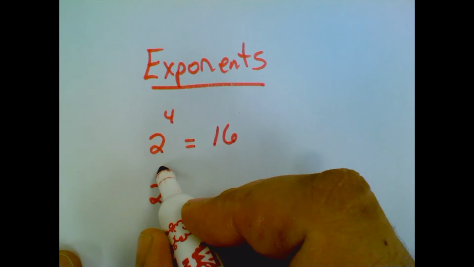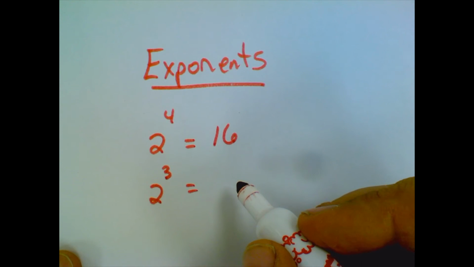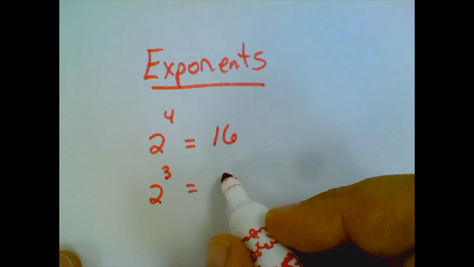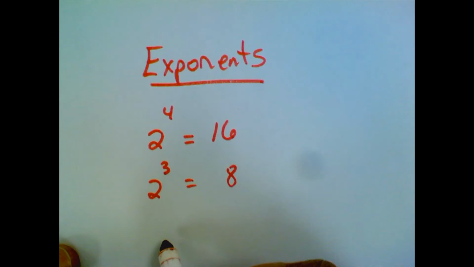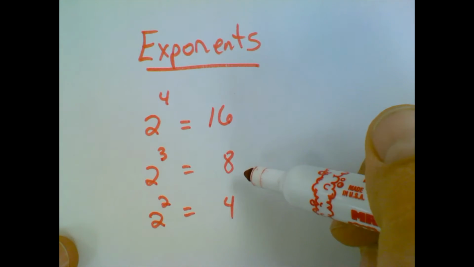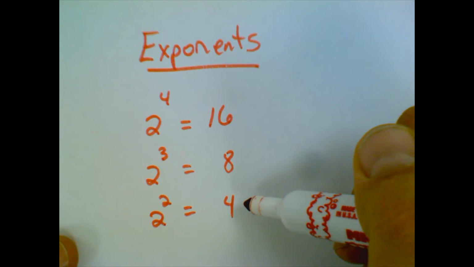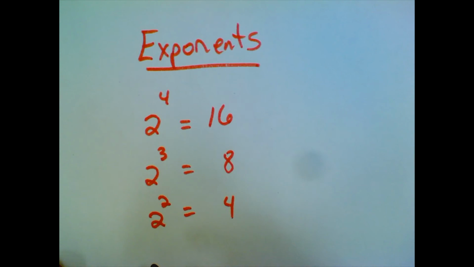And what I'm going to do for the pattern is just decrease our exponents by 1 and see what happens to our answers. 2 cubed is 8. Okay, I think we all know that 2 squared is 4. So if you start looking at this column of numbers here, notice what's happening. It's getting cut in half every time, right? So let's continue and see if that pattern holds true.